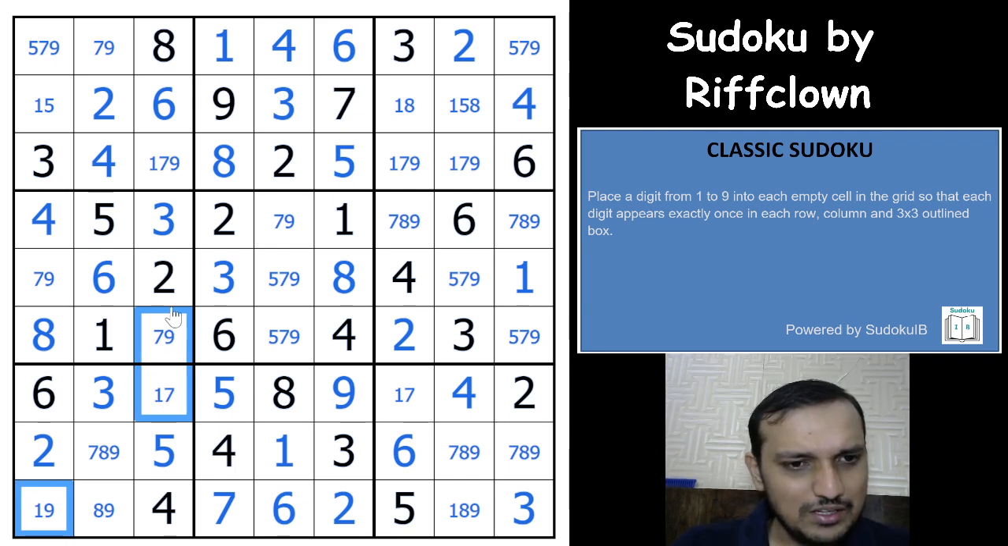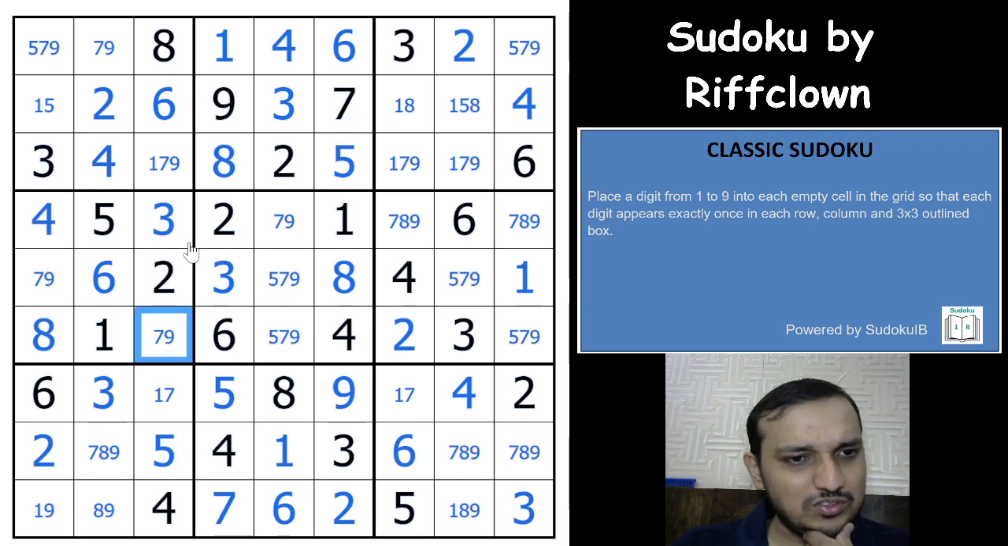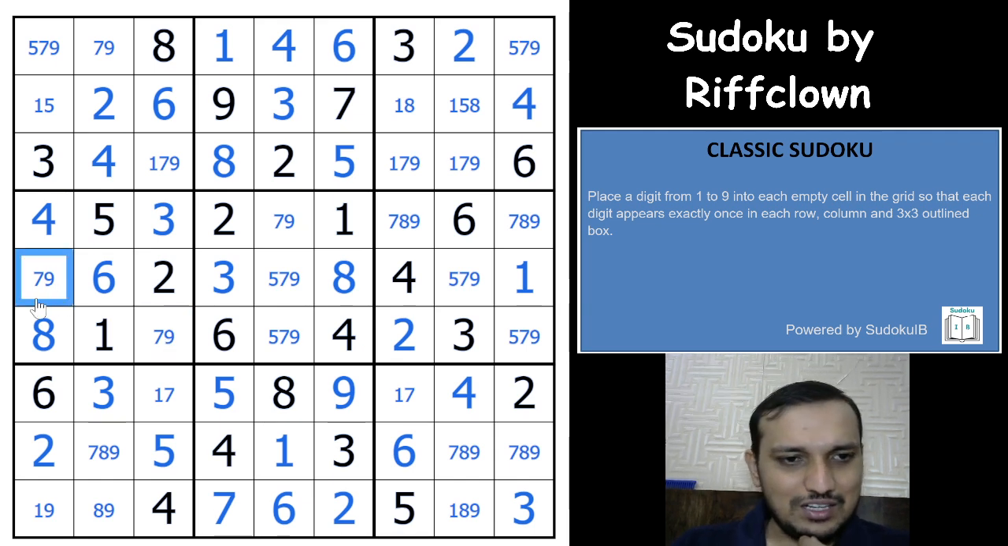You get a Y wing here. So you have 7 9, 1 9, 1 7 and 1 9. So 9 gets eliminated from this cell. That's amazing. That's the same thing. We eliminated 7 from this cell. You eliminate 9 from this cell. That's actually the same thing.